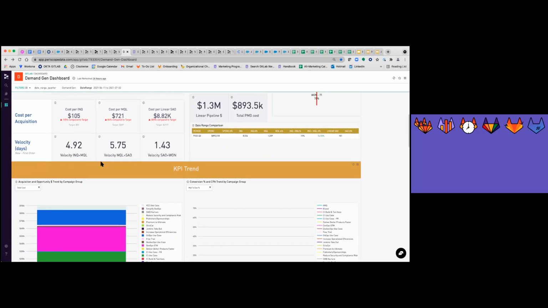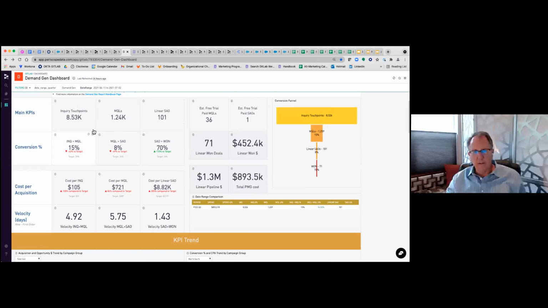Absolutely. The next thing I look for is to understand how many SAOs, how much pipeline. Now remember, this is all linear, so we get a percentage of the attribution. If there's 10 touches, it could have been 1,000 SAOs that were produced, but we'll get credit for 1/10 of that. So I have no issue with that.